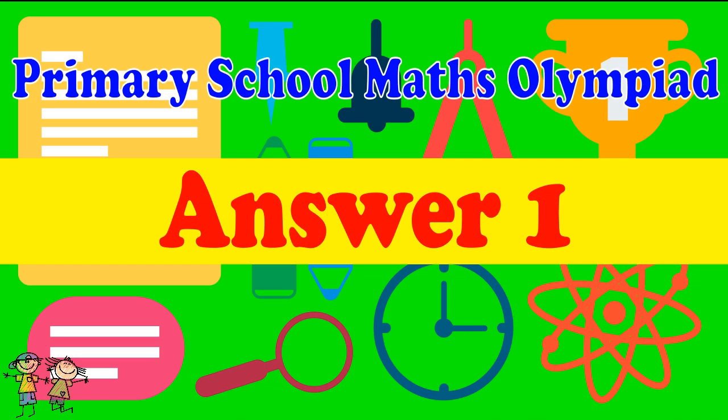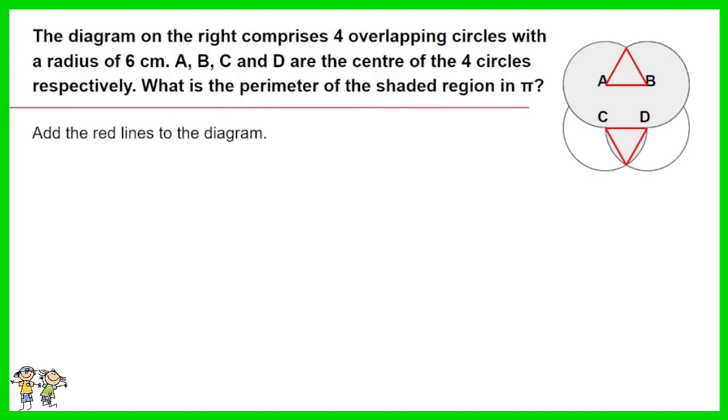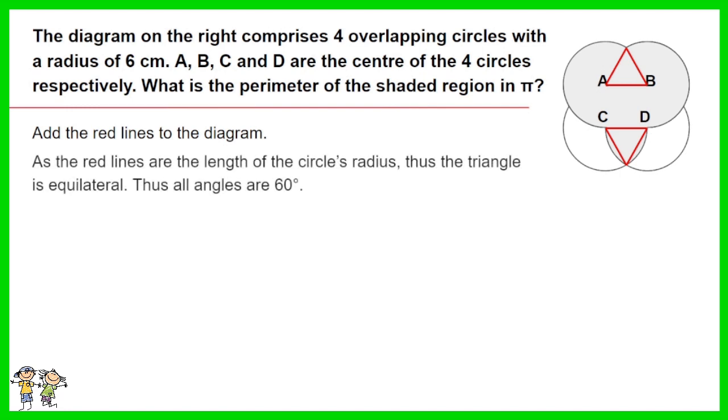Answer for question 1. Add the red lines to the diagram. As the red lines are the length of the circle's radius, thus the triangle is equilateral. Thus all angles are 60 degrees.